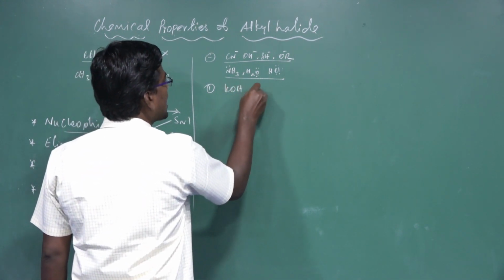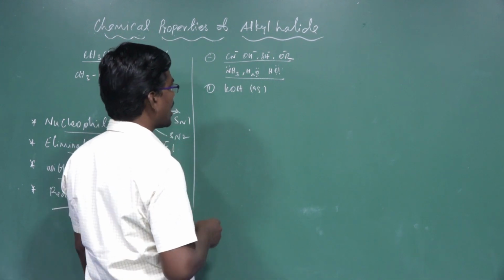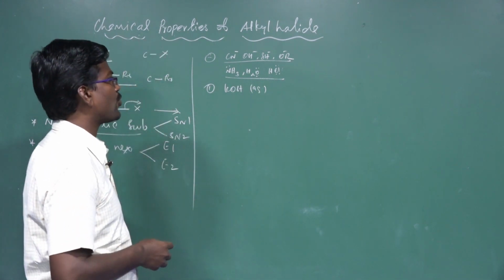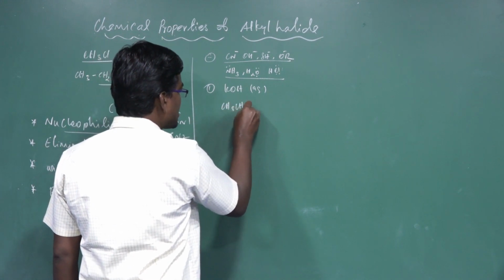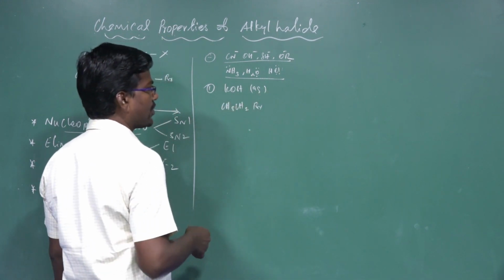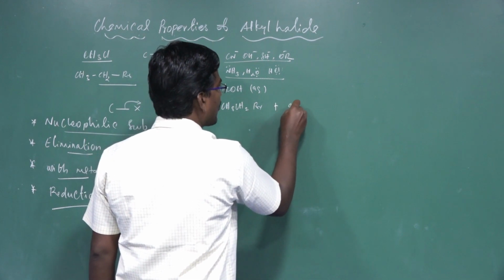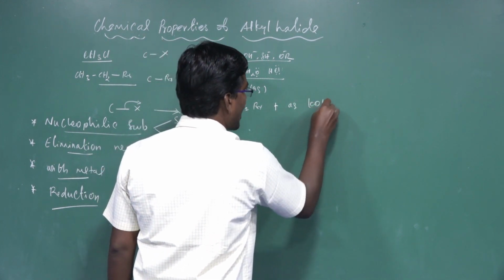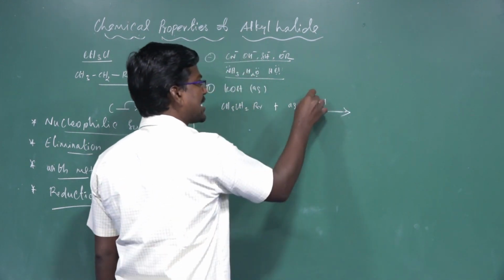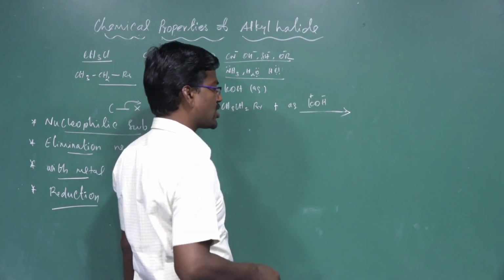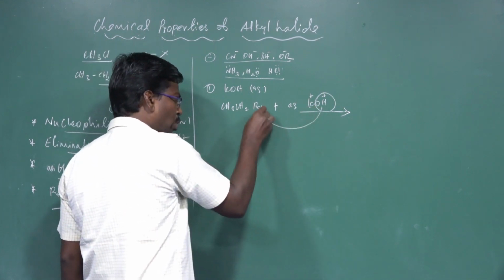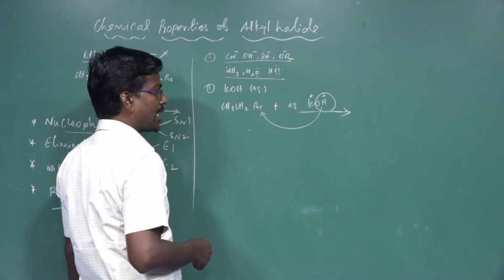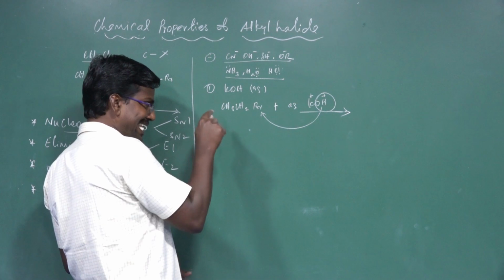Potassium hydroxide, an aqueous solution of potassium hydroxide. The alkyl halide reacts with the aqueous solution of potassium hydroxide. For example, ethyl bromide, CH3CH2Br, reacts with the aqueous solution of potassium hydroxide. The potassium hydroxide dissociates into K+ and OH-. OH- acts as a nucleophile. The nucleophile substitutes in the place of bromine in ethyl bromide.